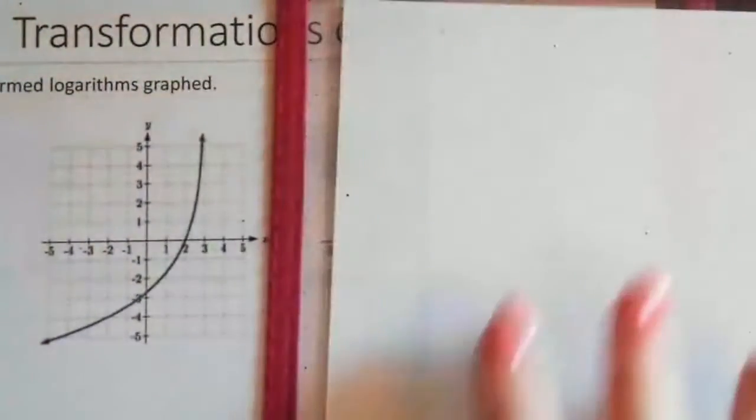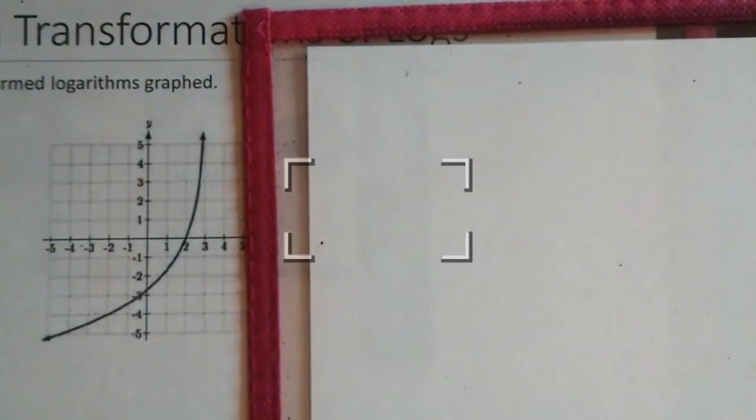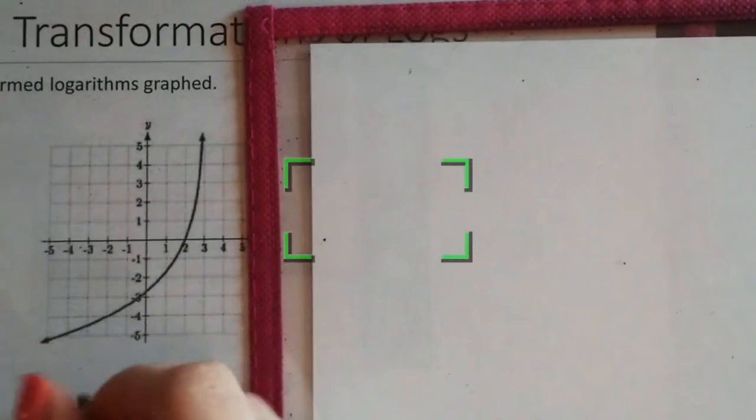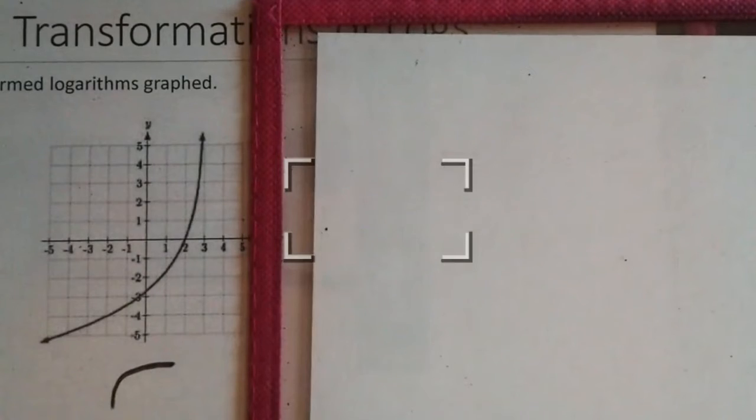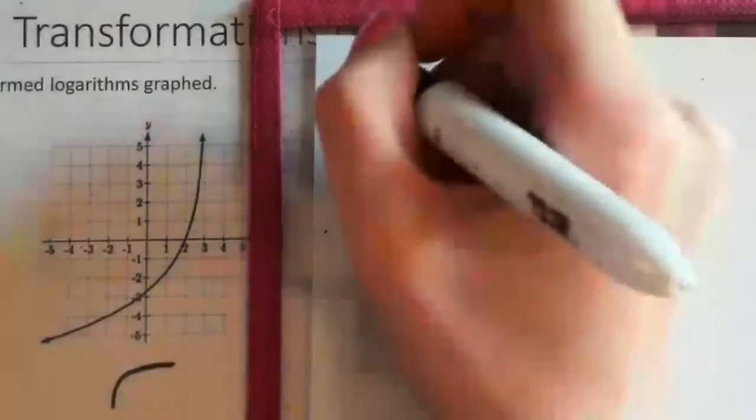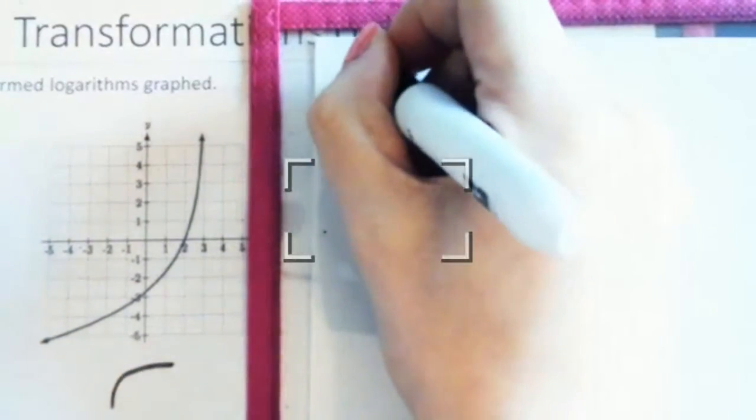So let's try the next one. Does it look like a regular old logarithm graph? No. Is the vertical asymptote on the left? No. So this is one of those that is horizontally reflected.